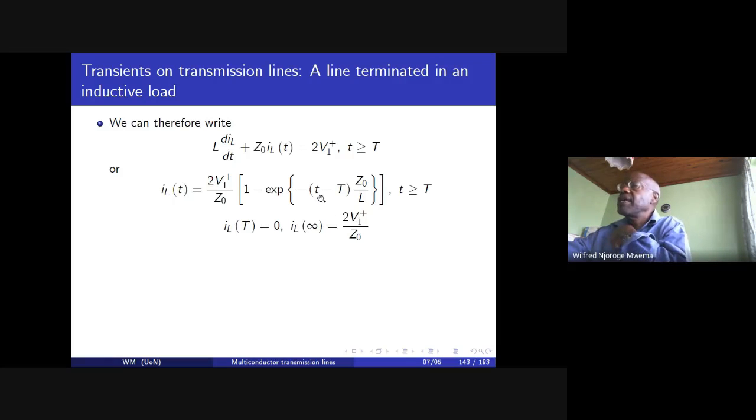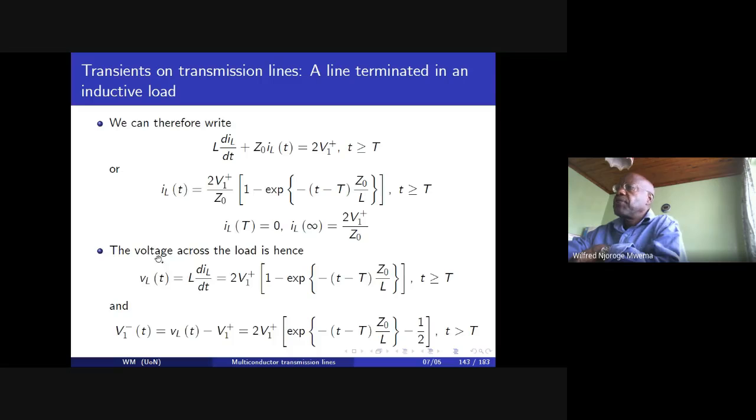What we are saying is that since this equation is only valid after the wave has arrived at the load termination, we have to use the time t greater than the one-way time of flight of that particular wave, starting from the sending end to the receiving end. That's why this equation is valid, and that's why we are writing it as t minus big T for t greater than T. Or we could just even leave out the T here if we already have this value here.